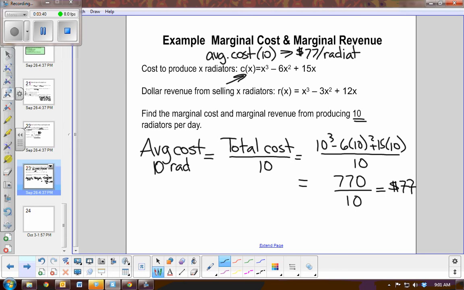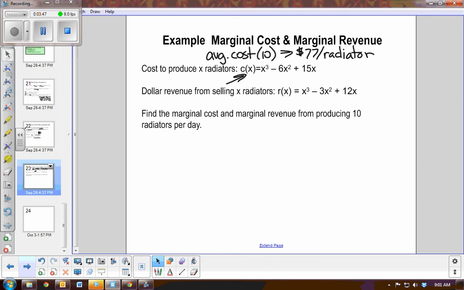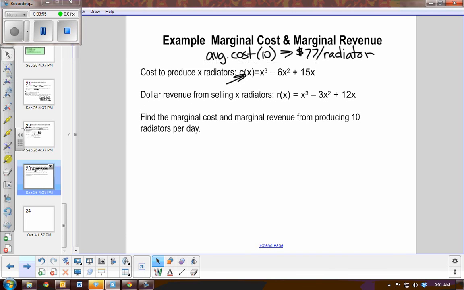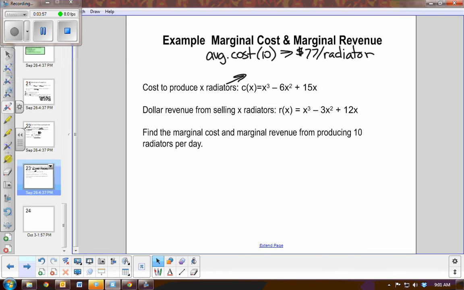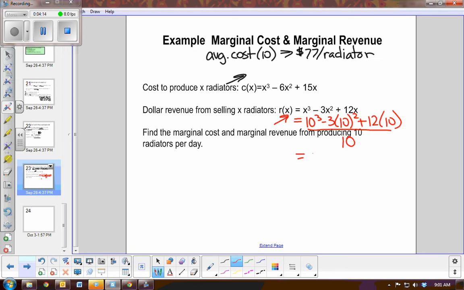Okay, now knowing that fact, it helps us to make a decision as a businessman or woman as far as, does it make sense for me to produce 11 or 12? Where is my breaking point? Now the revenue here, whoa, sorry folks, come back to me. So the revenue, I could find out what would be my revenue for making 10. And again, we would just plug in 10 cubed minus 3 times 10 squared plus 12 times 10. And to find the average revenue per radiator, we would divide by 10. Now, I didn't do this one ahead of time, sorry folks.